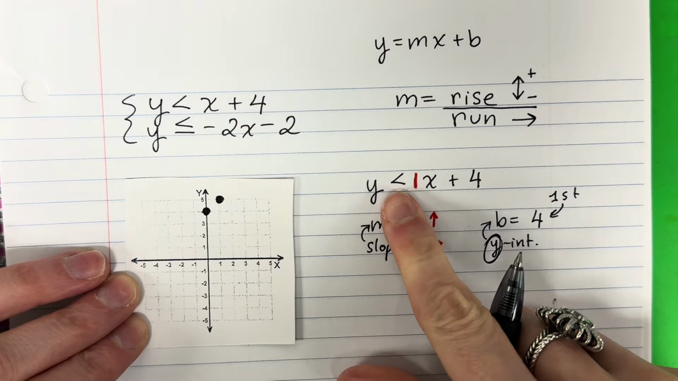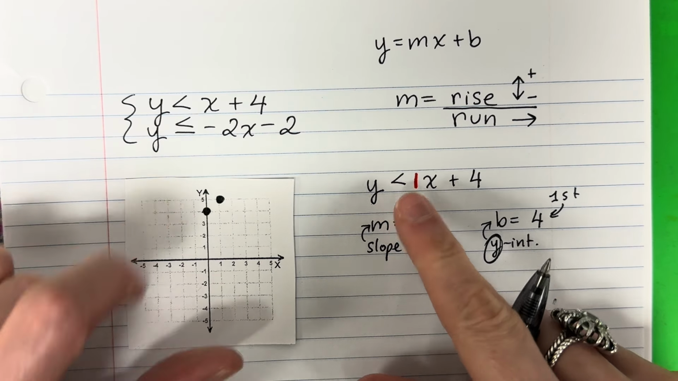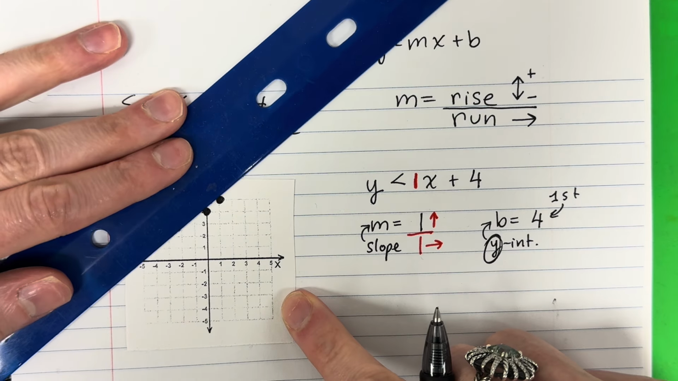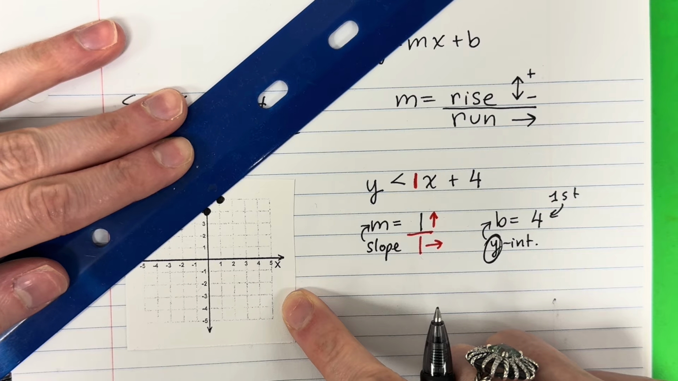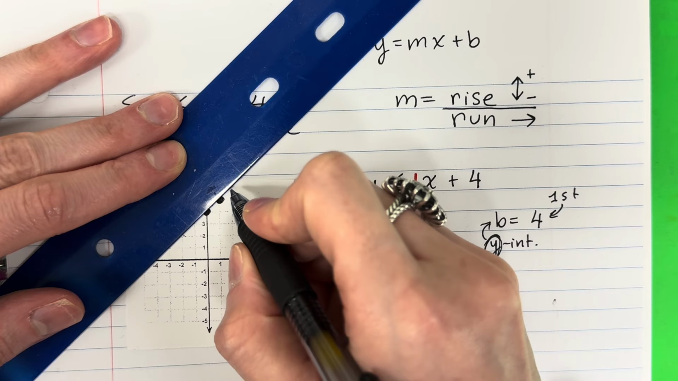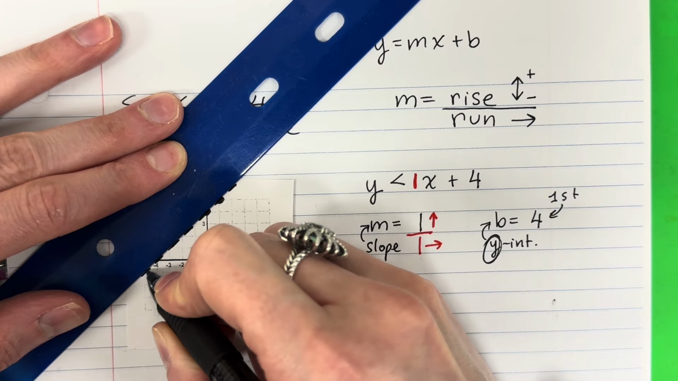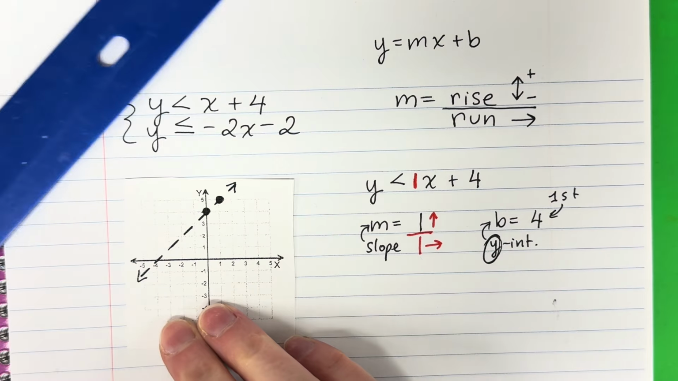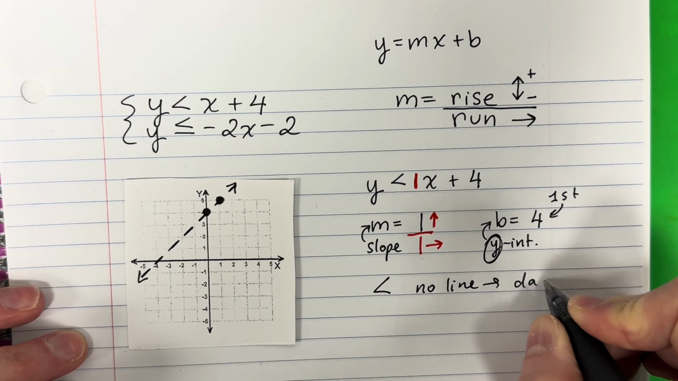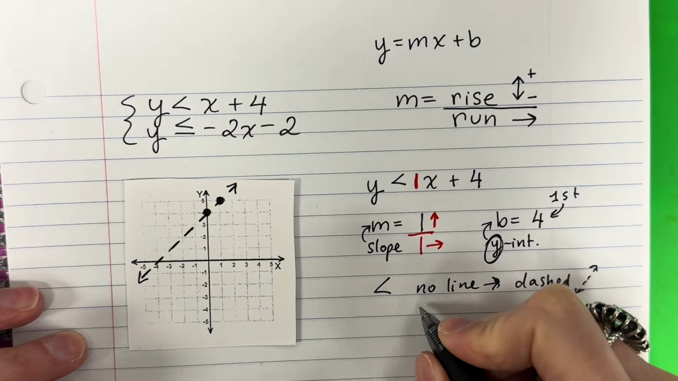All right. Now this inequality does not have a line underneath. Do you see here I have a line? Here I have no line. No line means that you're going to do a dashed line. Okay, I'm going to do a dashed line. It will not be solid. Let me make sure that I'm angling it correctly. There we go. So make it dashed. Okay, so no line means dashed. So like that.